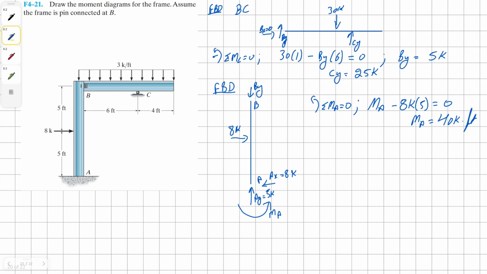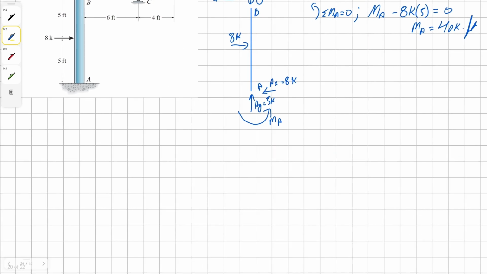Now we can start drawing our moment and shear diagram. We can go straight to the moment diagram, but I would recommend drawing the shear diagram, because it gives you a little bit of context of what's happening. Okay, so for our member AB, we have 8k shear, and then we go in a straight line, which is our zero order line or slope, and then we have 8k.